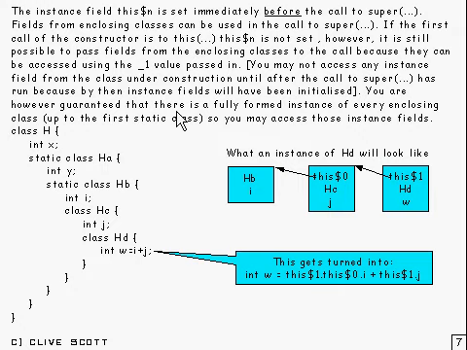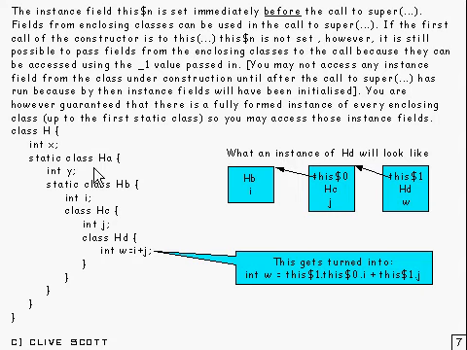You're however guaranteed that there is a fully formed instance of every enclosing class, up as far as the first static class. So you can access fields in any of those classes, instance fields in any of those classes. And of course static fields you can get anyhow. So here's an example to illustrate.